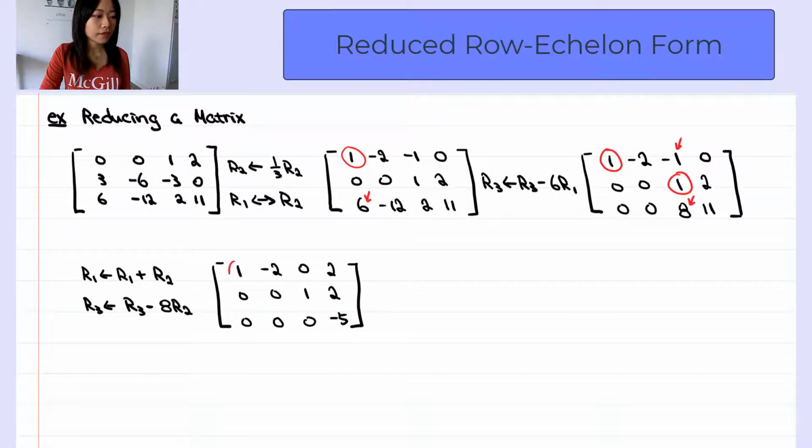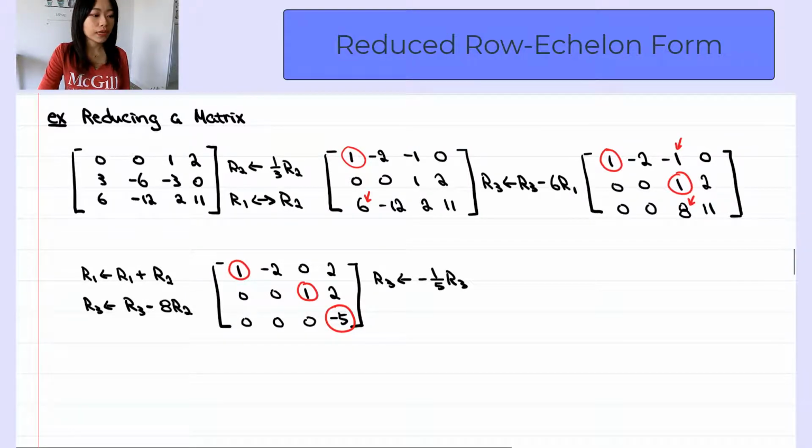So now the first two leading terms are 1s, and in the same column, all the other entries are 0. Now moving on to the third row. The leading entry is this -5, but we want to make the -5 into 1. So I'm going to replace row 3 by -1/5 of itself.